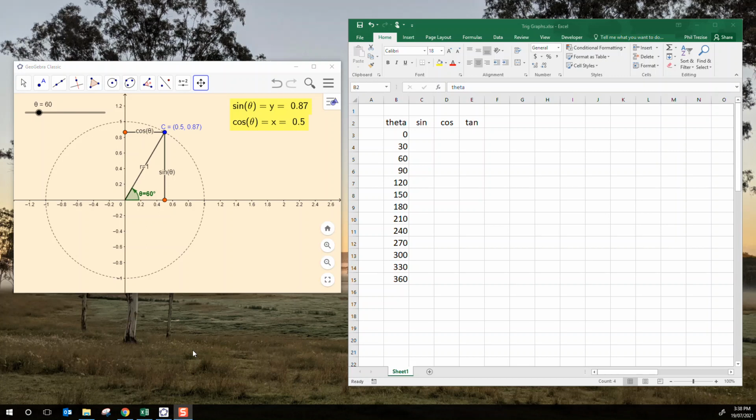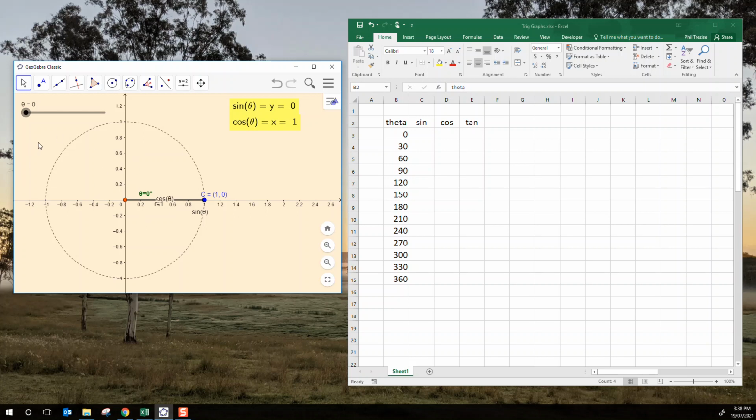Hi everyone, here comes a very quick screencast of what we covered in class today on the unit circle. So I'm just going to use my little GeoGebra file here that I've prepared. You can see we have a circle here with a radius of 1.